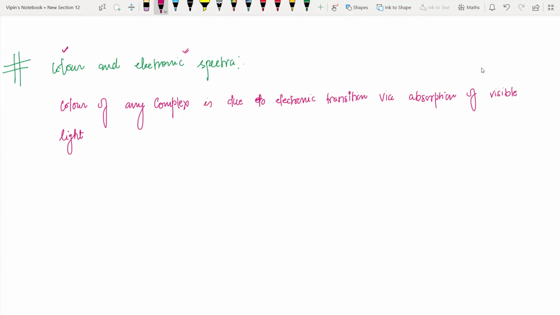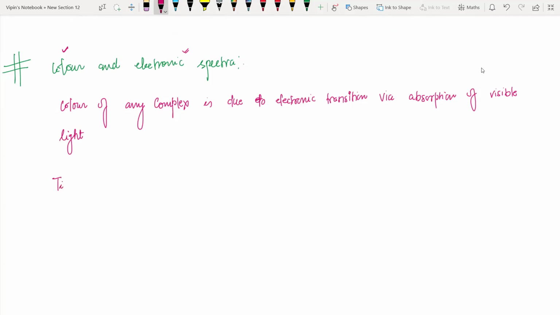For example, if any system absorbs UV light, then it will most probably also emit UV light or reflect some part of UV light. Then, as our eyes are not suitable to see UV light, there will be no color. So any system will show color only when that compound interacts with, that is absorbs, visible light.